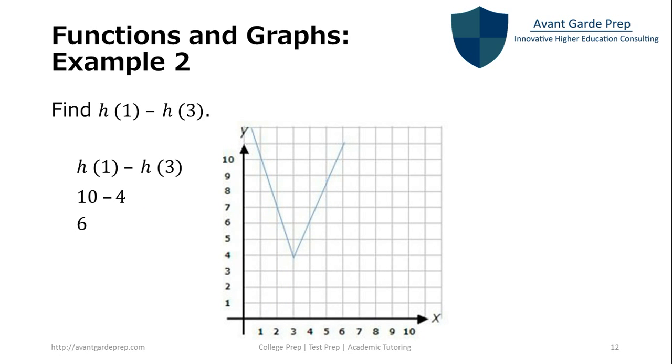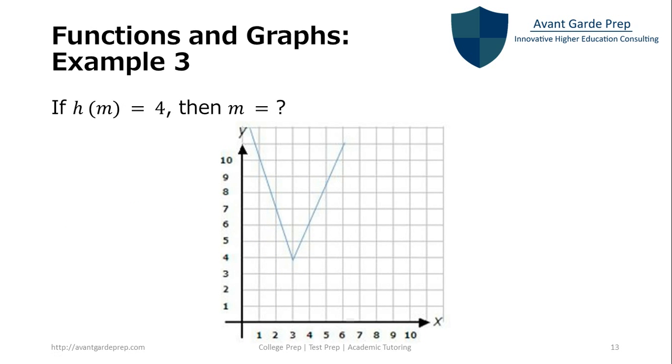Our next example reads, find h of 1 minus h of 3. So again, we're given a graph, and we have to locate these two outputs on the y-axis and then subtract them from one another. So our first is h of 1. When x equals 1, y is 10. And then when x equals 3, y is 4. So we simply subtract 10 minus 4 and get 6. So our answer is 6.